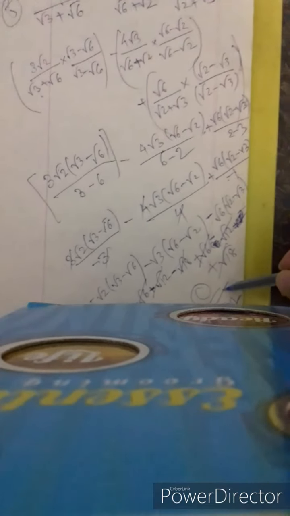I hope you are clear with this problem. Just we have to rationalize the numerator and simplify, we get the answer 0. That's solved. So I'll show you one more problem just for clearing the concept.